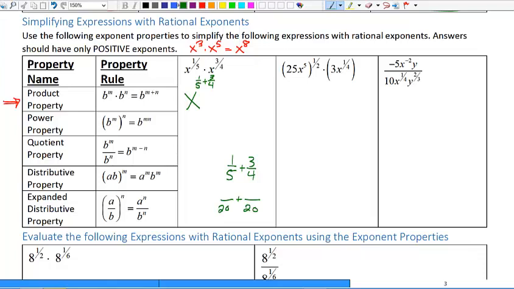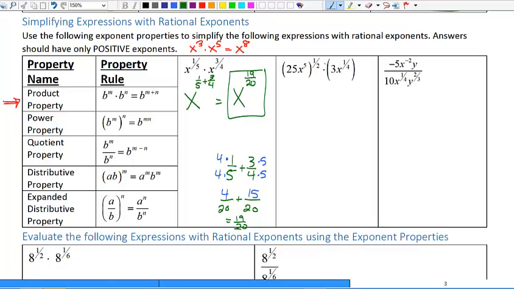So I am going to multiply the numerator and the denominator of the first fraction by 4/4. So that gets me 4/20. On the second fraction, I need to multiply by 5/5, which gets me 15/20. So 4/20 plus 15/20 gets me 19/20. So my final answer is x to the 19/20. There's nothing else I can do to simplify that or make that any better, so that's all I can do.